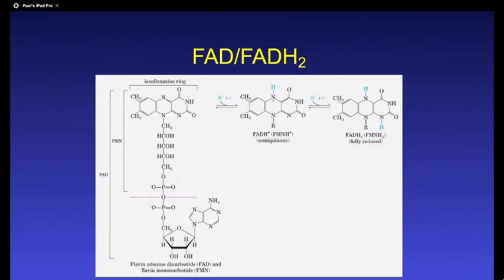Okay, the other acceptor is FAD, which becomes FADH2. That's weird because NAD+ accepted a hydride, right? And it became NADH, right? This one accepts one hydride and becomes FADH2. And everybody asks, where does it get the other one?